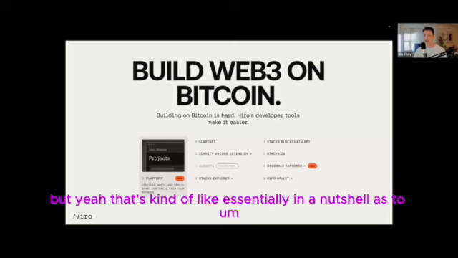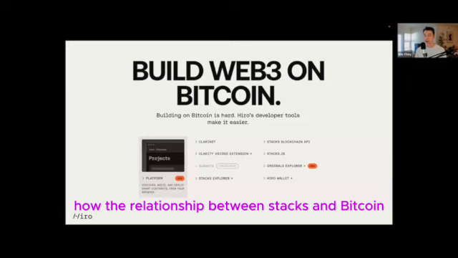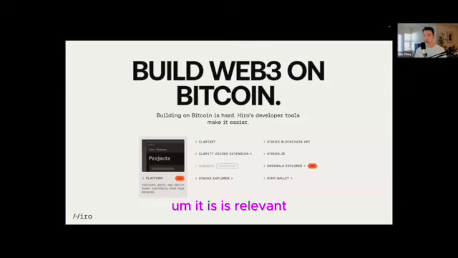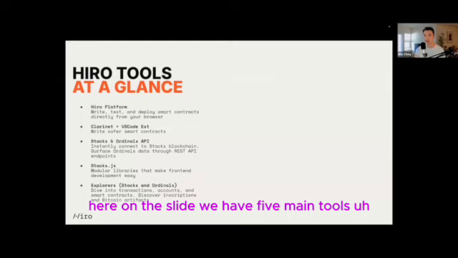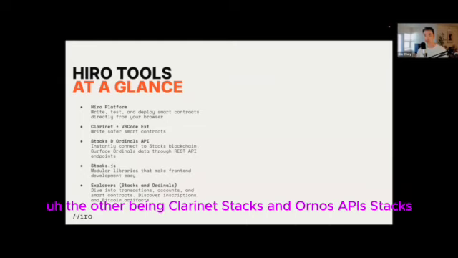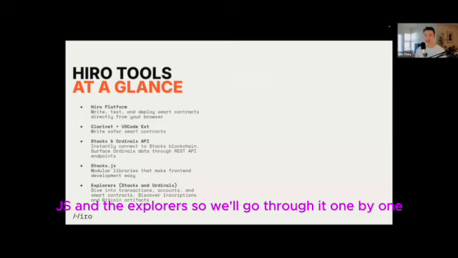So there's many different facets of the Stacks chain that touches Bitcoin. But yeah, that's essentially, in a nutshell, how the relationship between Stacks and Bitcoin is relevant. So our tools at a glance, here on the slide, we have five main tools, one being the Hero platform, the other being Clarinet, Stacks and Ordinals APIs, Stacks.js, and the Explorers. So we'll go through it one by one.